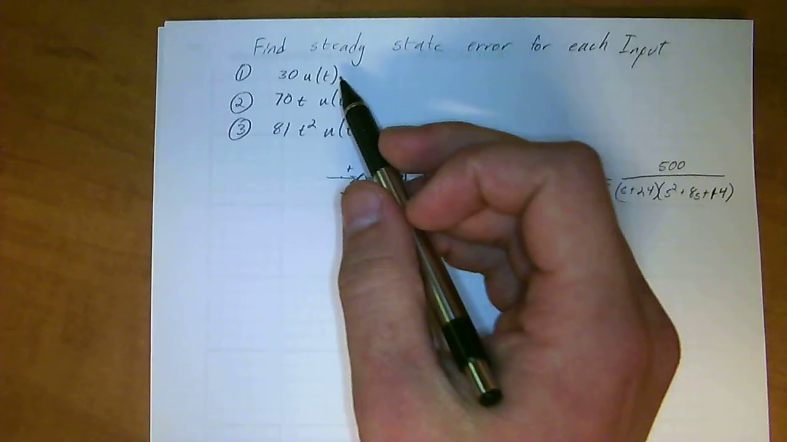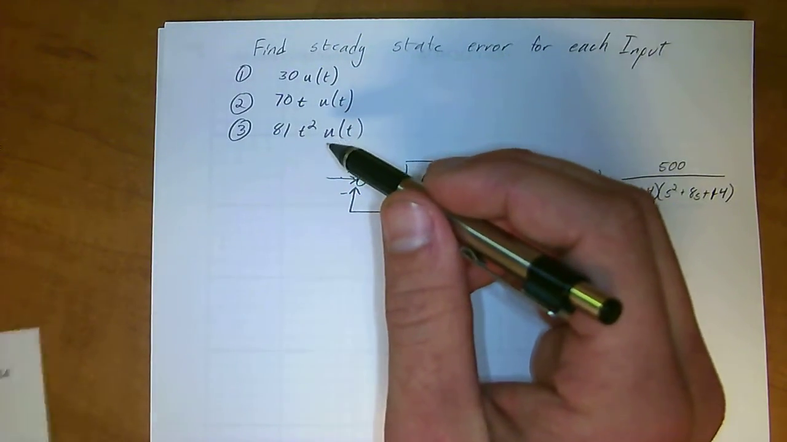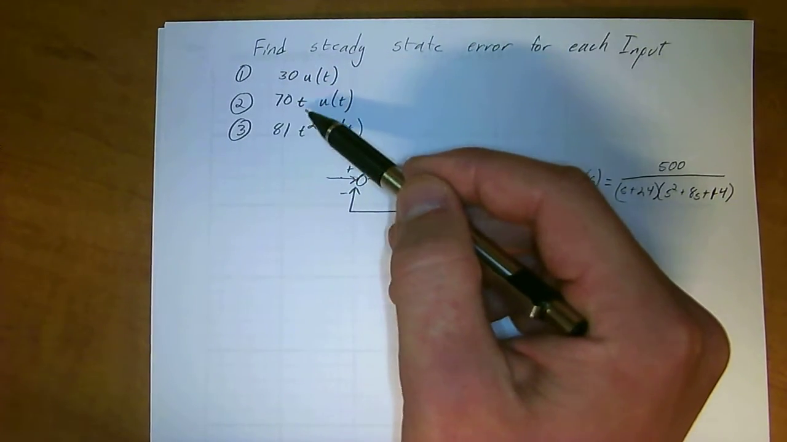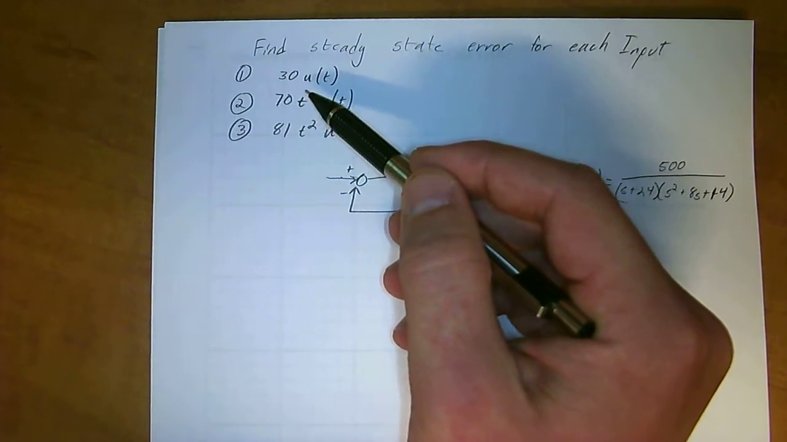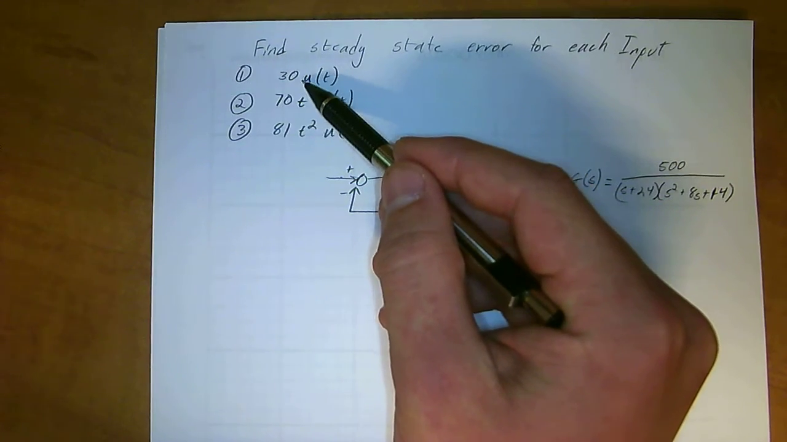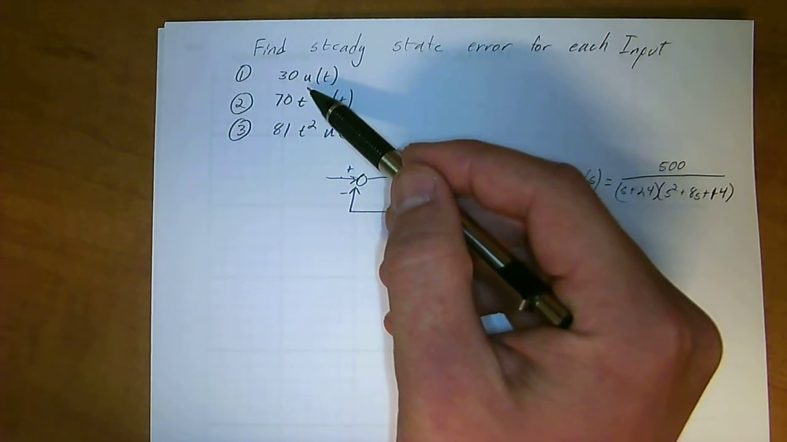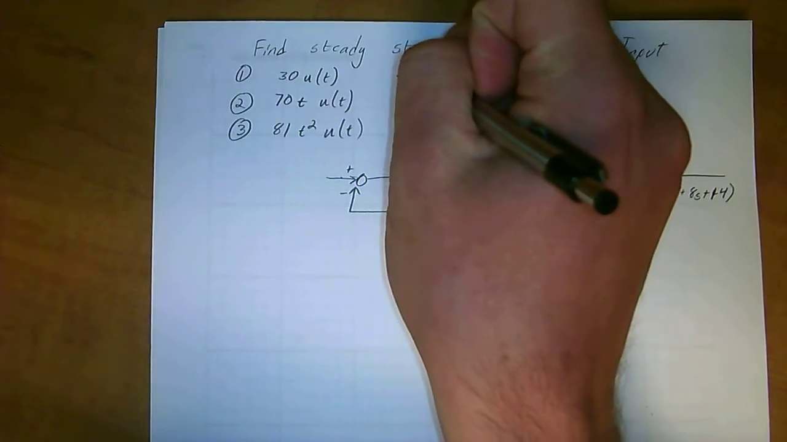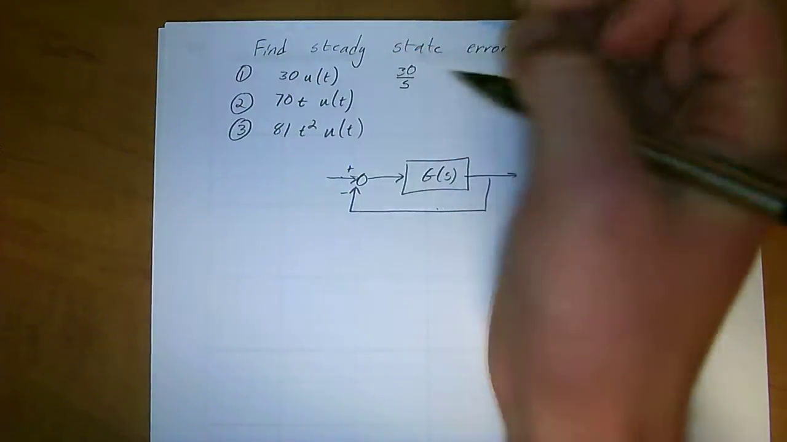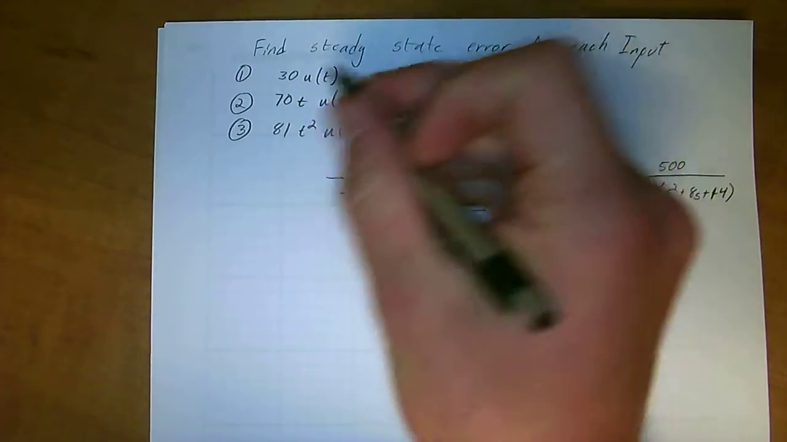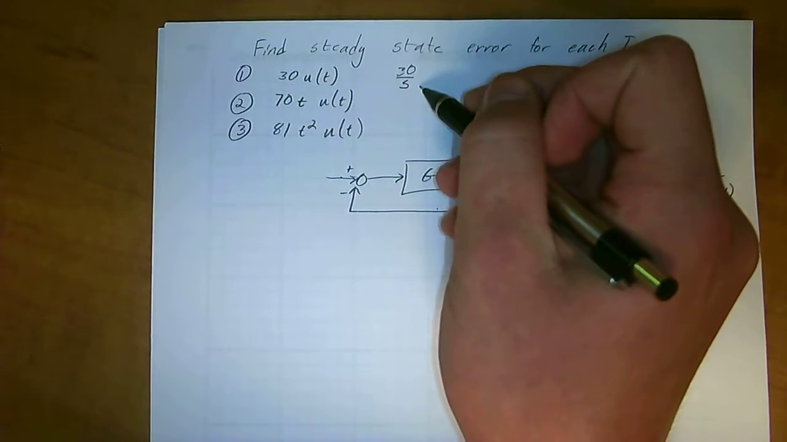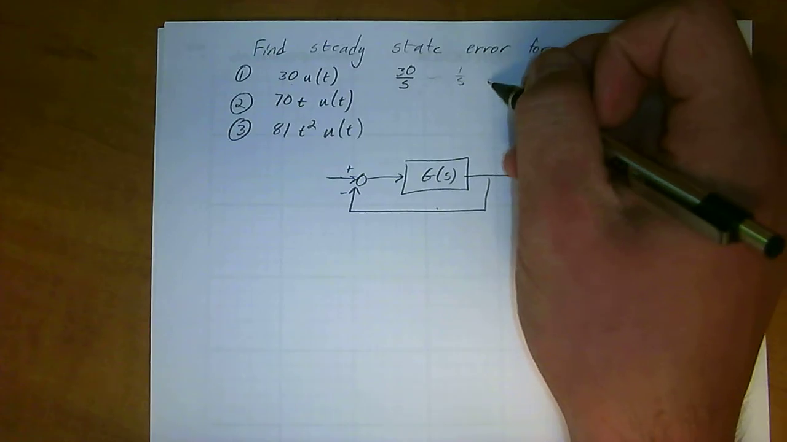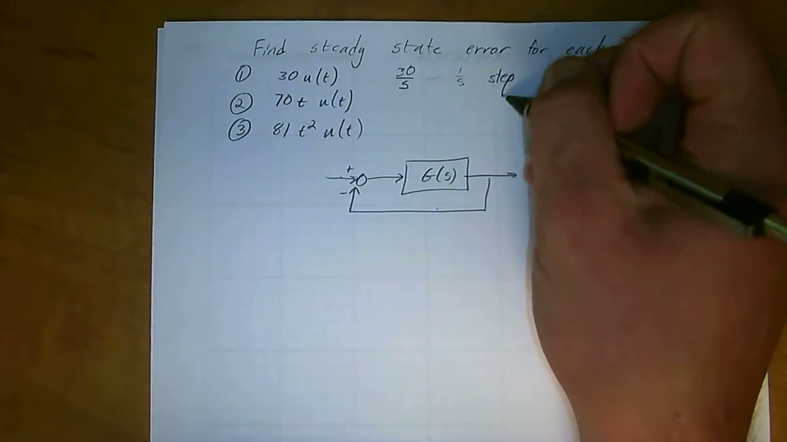Looking at each one of these, the way you determine what kind of inputs these are is basically by the variables that they're using in each one of these. In this case, this one doesn't have a t in it. So if you take the Laplace transform of it, you're going to end up with 30 over s, taking the Laplace transform of this value right here. And since it's a 30 over s, that translates from the 1 over s, so this is a step input. Just how to identify these.